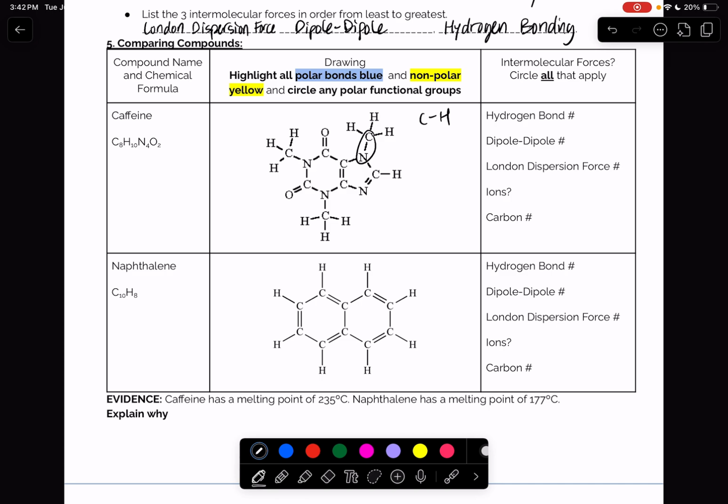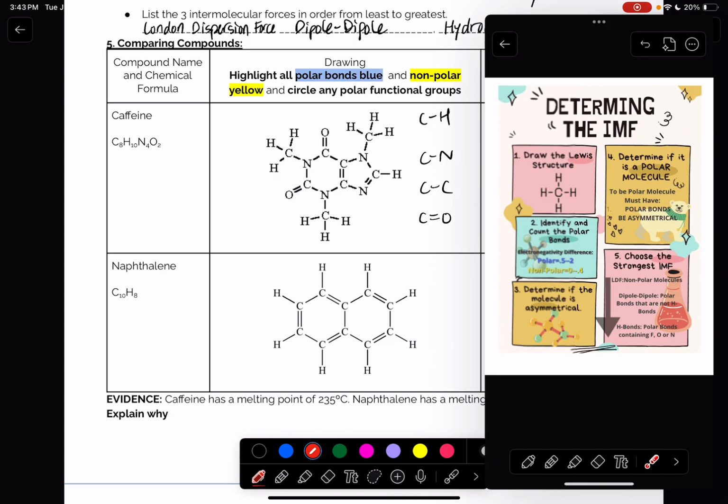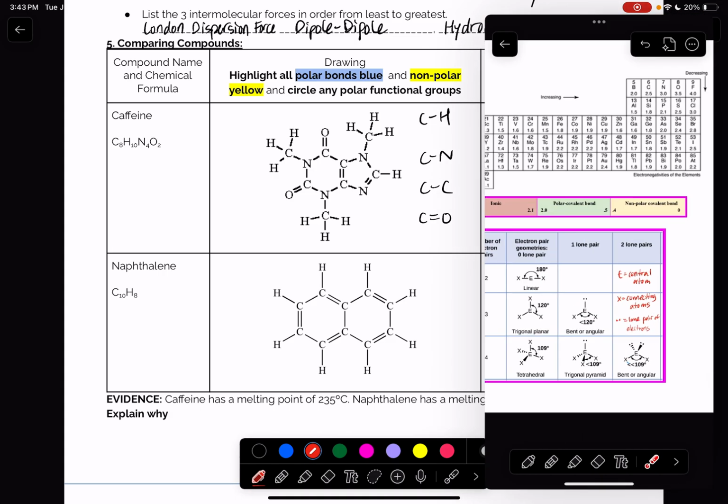I also notice I have a couple times where C and N are bonded to each other. And then let's see, what else do I have? CC, there's a bond when CC is bonded together. What else? CO, that's another bond I can identify. And I think for right now, that's it. Those are the different types of bonds that I have. Alright, so now I'm going to use that electronegativity chart to figure out what's the difference between these, so that I can start figuring out how many polar bonds and nonpolar bonds I have.